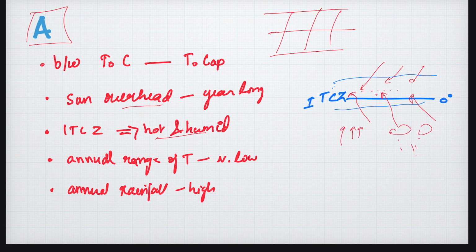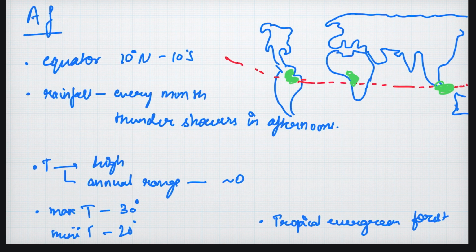Annual range of temperature is very low here because you have almost a daily precipitation and sun is overhead, so there is minimal change in the season. If there is minimal change in season, there will be low annual range of temperature. Annual rainfall is very high. Now let us look into AF, which is equatorial type of climate, you can say, or tropical wet climate. It is found 10 degrees north to 10 degrees south of the equator.